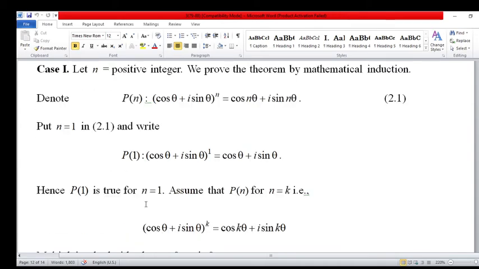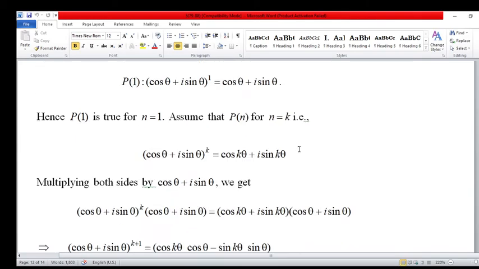Put n equal to 1. We obtain P1: (cos theta plus i sin theta) raised to the power 1 is equal to cos theta plus i sin theta. This is the first condition. Now assume that this theorem is true for n equal to 1. Now assume P(n) for n equal to k. Put n equal to k: (cos theta plus i sin theta) raised to the power k is equal to cos k theta plus i sin k theta.